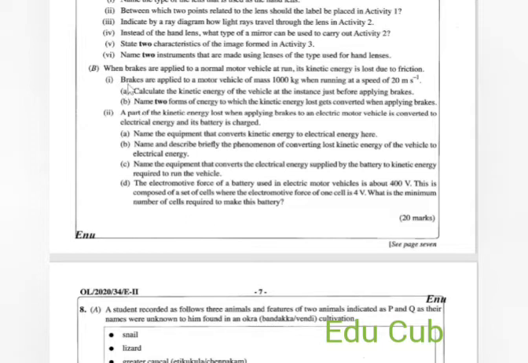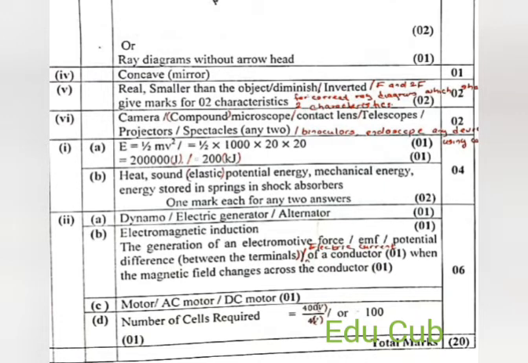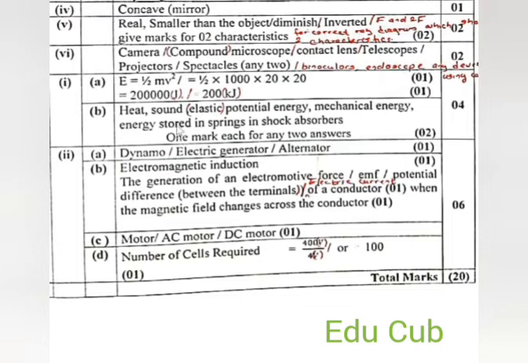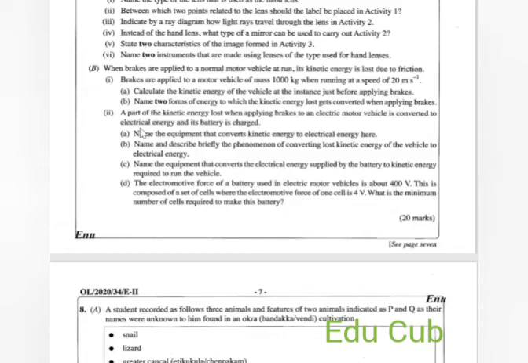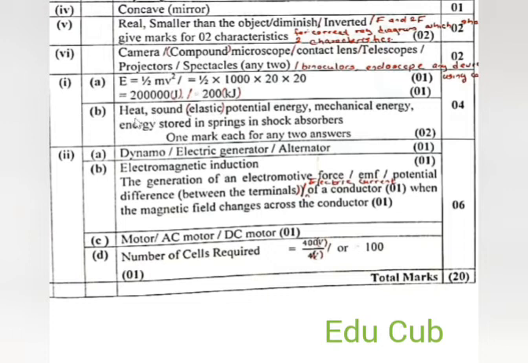Let's see the answers. Brakes are applied to a motor vehicle of mass 100 kg when running at the speed 20. A. Calculate the kinetic energy of the vehicle at the instant just before applying brakes. Okay, let's see the answers. Here is the way to calculate. E is equal to half m v squared. Answer is 200 kilojoule. Second, part B, name two forms of energy into which the lost kinetic energy gets converted when applying brakes. Heat, maybe sound, mechanical energy, these are the answers.